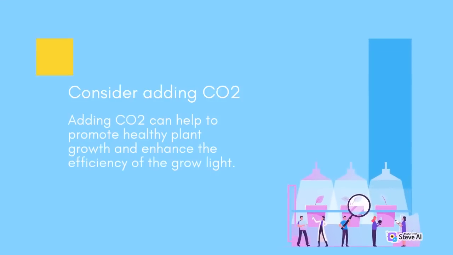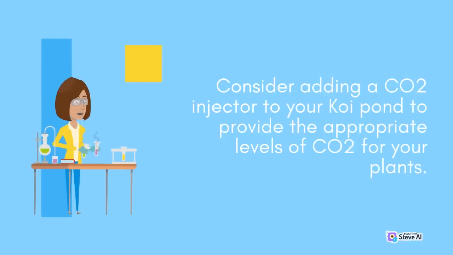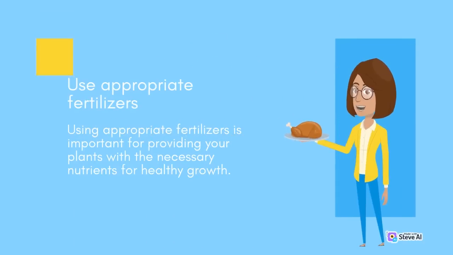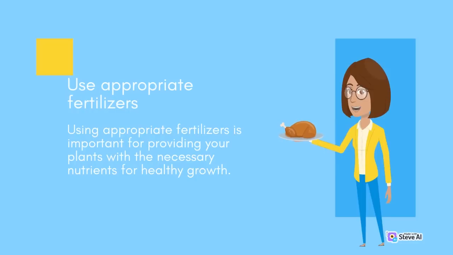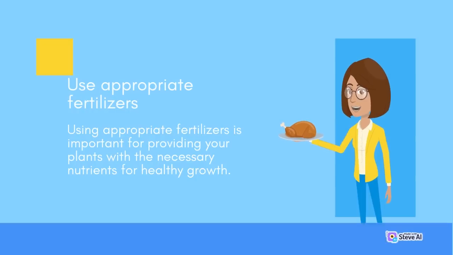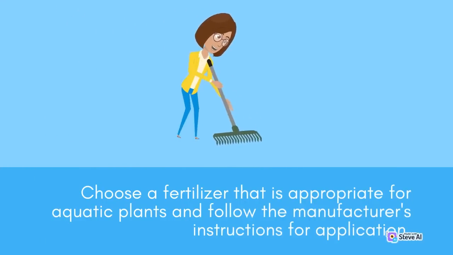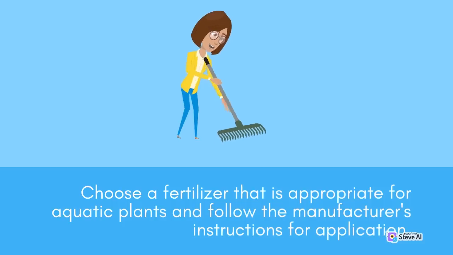Consider adding CO2. Adding CO2 can help to promote healthy plant growth and enhance the efficiency of the grow light. Consider adding a CO2 injector to your koi pond to provide the appropriate levels of CO2 for your plants. Use appropriate fertilizers. Using appropriate fertilizers is important for providing your plants with the necessary nutrients for healthy growth. Choose a fertilizer that is appropriate for aquatic plants and follow the manufacturer's instructions for application.